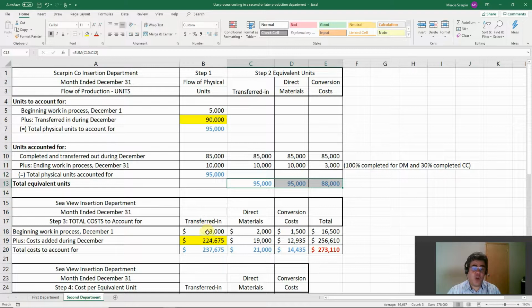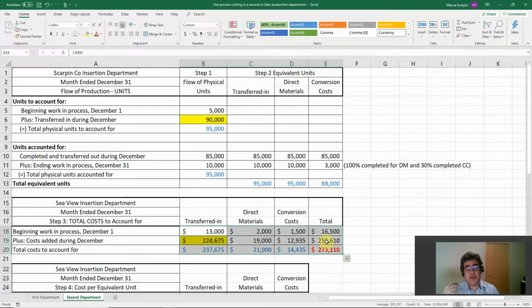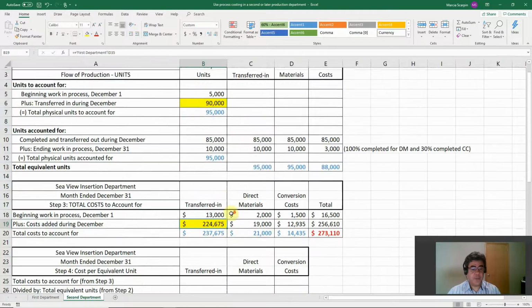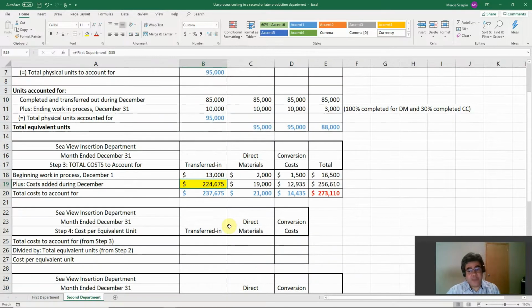Step three, total cost. Usually the financial accounting department provides us this number. Only to let you know, this 224 for the transferred in is the 224 here of the first department. Okay? And now, the same steps.